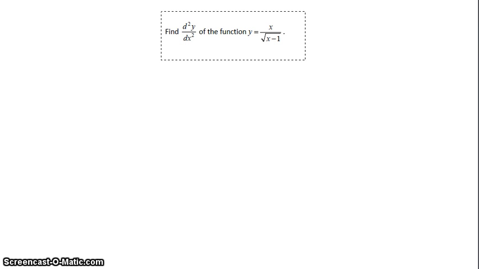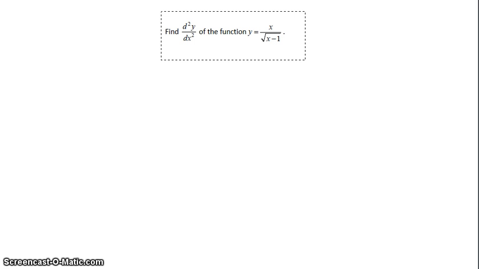Okay, since the other video was having a problem, I'm going to make a new one for finding the second derivative of a given function. So the function is y equals x over the square root of x minus 1. The idea is basically simple. You get the first derivative and then you get the second derivative after.